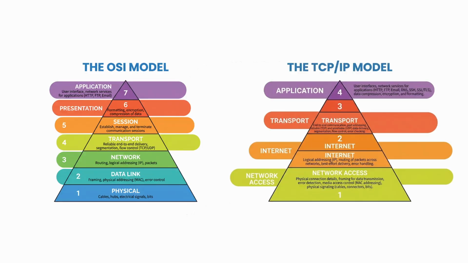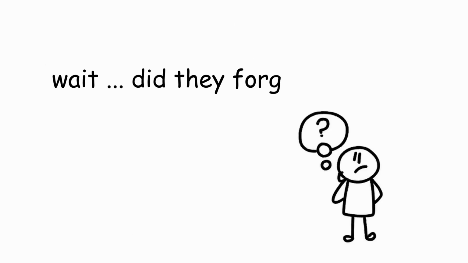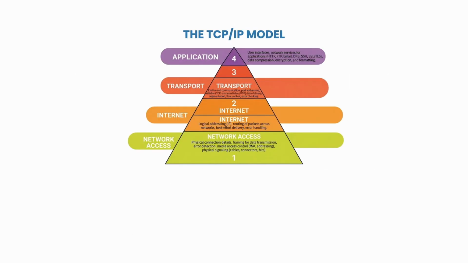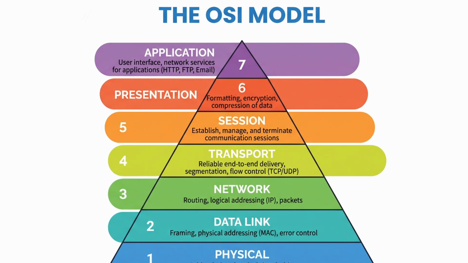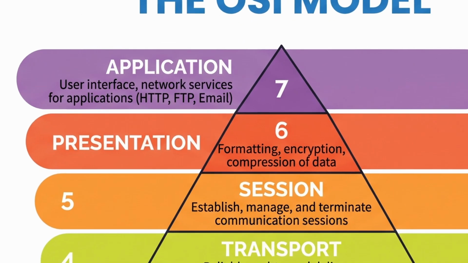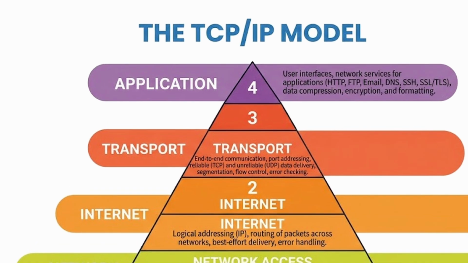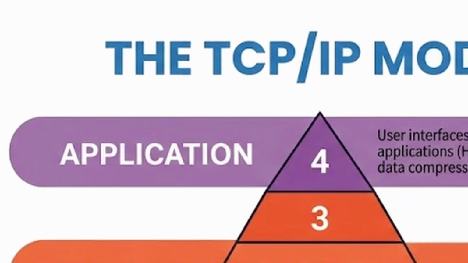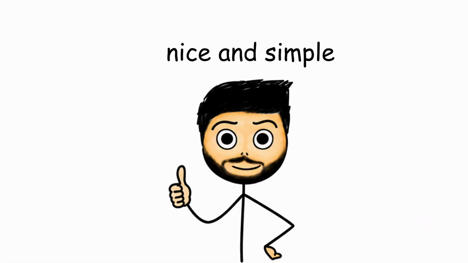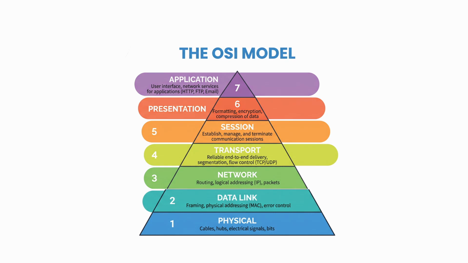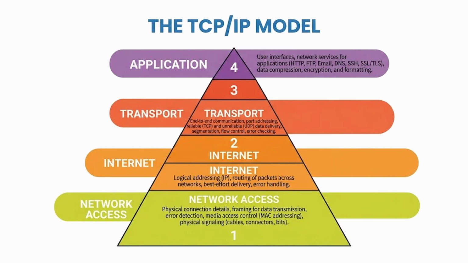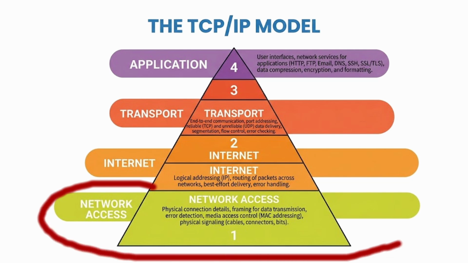Now let's compare them. The first thing you'll notice is the number of layers. The OSI model has 7 layers. The TCP/IP model has only 4. Wait, did they forget 3 layers? Not really. TCP/IP simply combines some of them. The OSI model has the application, presentation, and session layers. TCP/IP says, yeah, let's just call all of that the application layer. Nice and simple. At the bottom, OSI separates the physical and data link layers. TCP/IP just groups them together into what's usually called the link or network access layer.